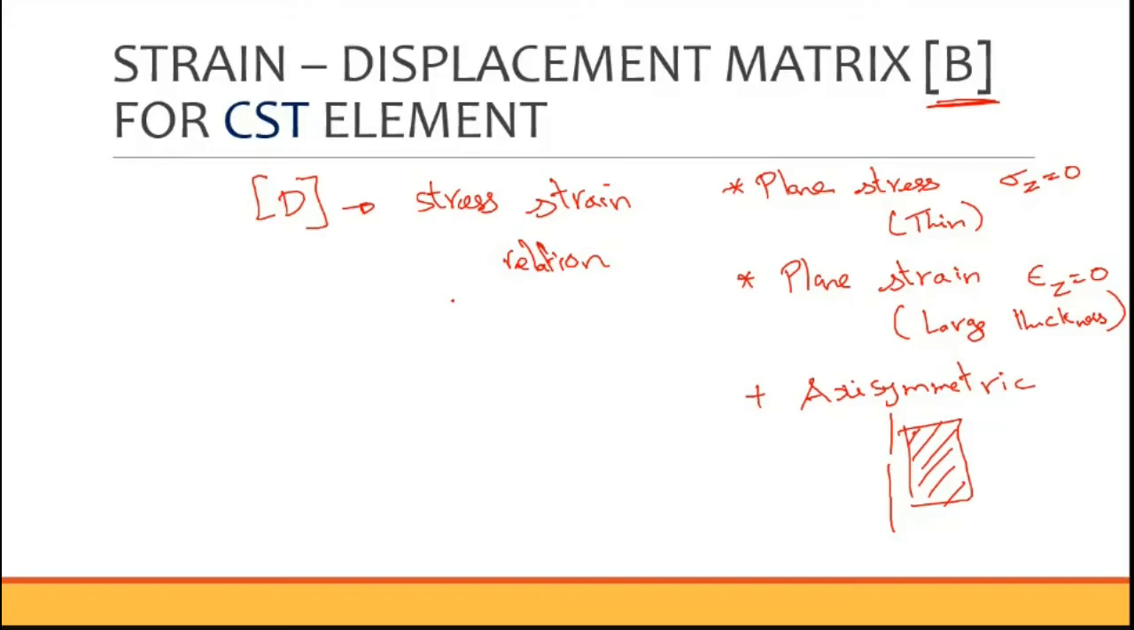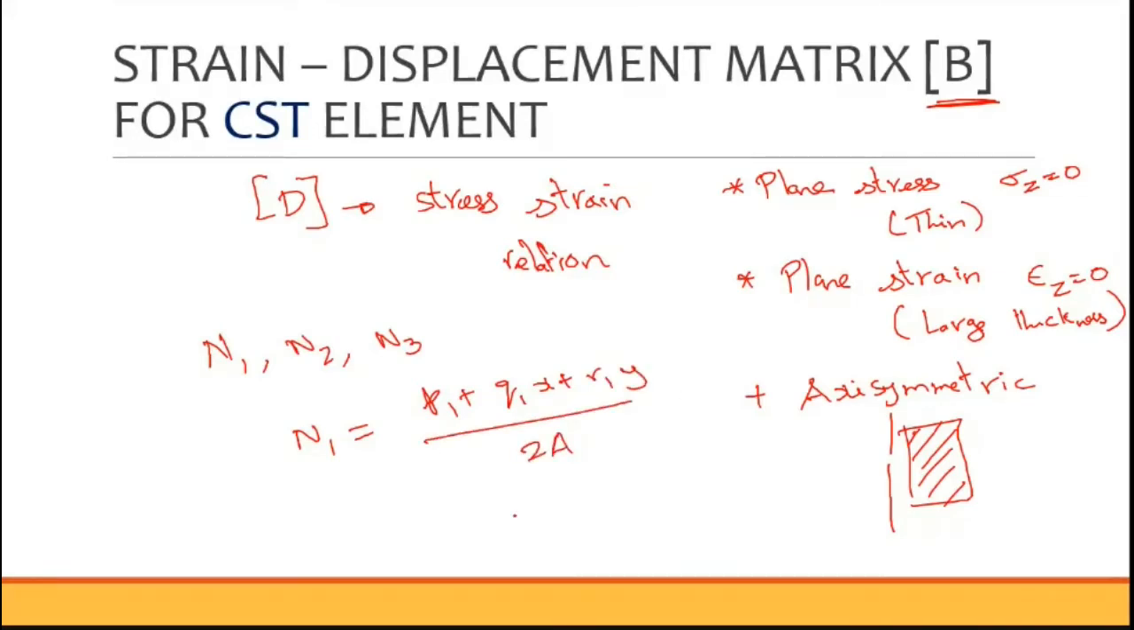Last class we also discussed your interpolation functions, N1, N2, N3, right? N1 we call P1 plus Q1x plus R1y divided by 2a. Similarly, we also identified N2 and N3. P1, P2, P3, Q1, Q2, Q3 also have separate formulas, right? Now we'll proceed to how to derive the strain displacement matrix.